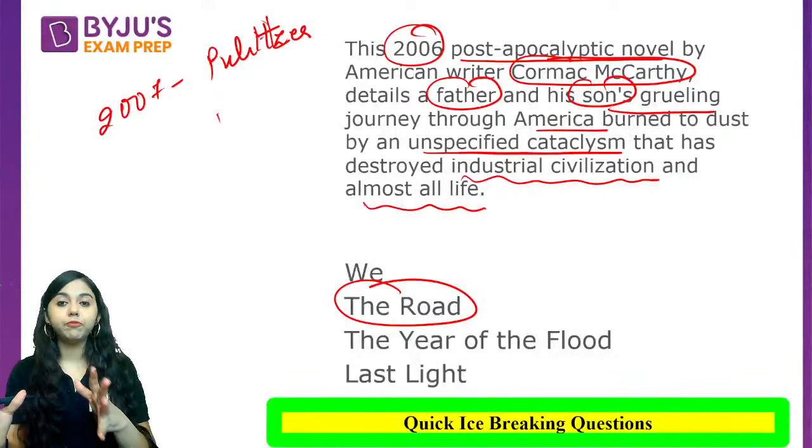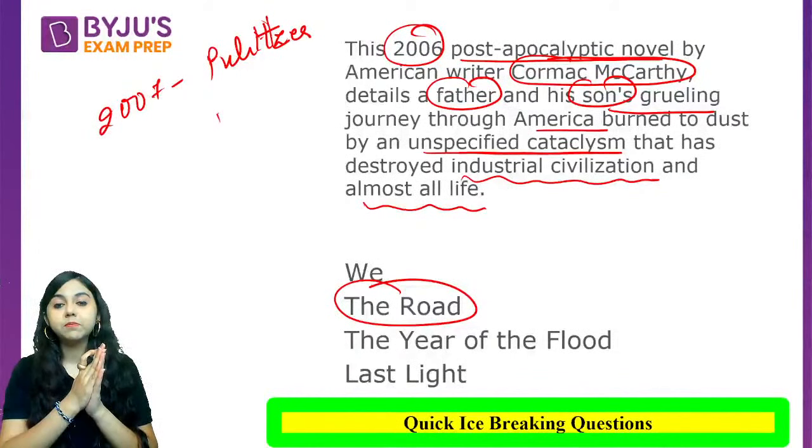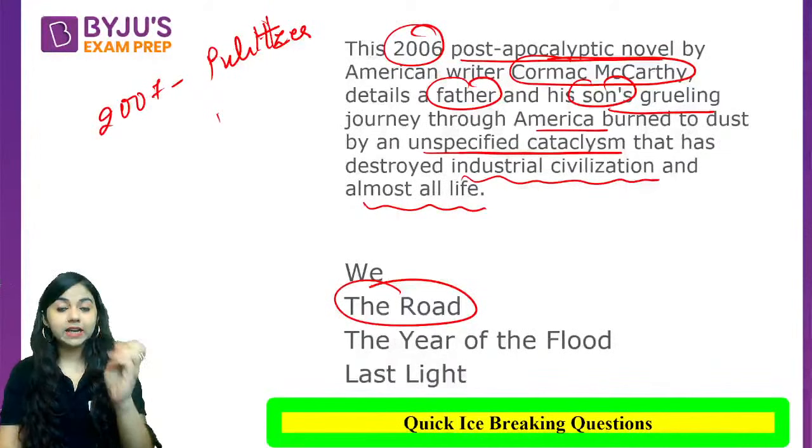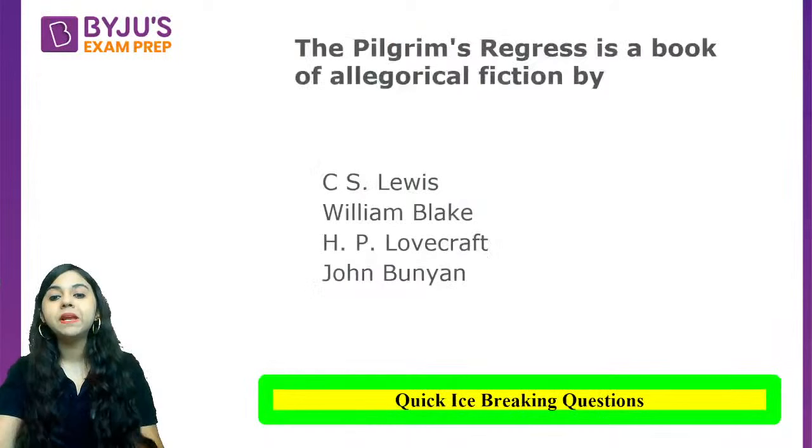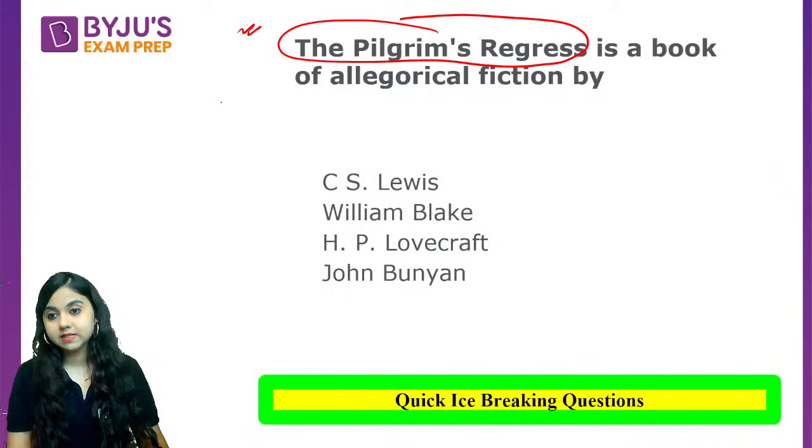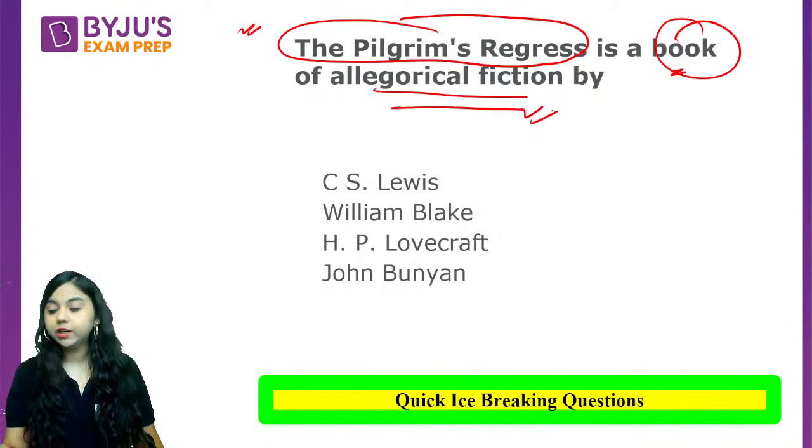But when we are looking at The Life and Death of Mr. Badman, or other works like Grace Abounding, along with Pilgrim's Progress, that is Bunyan. But what about Pilgrim's Regress? Who is the writer who has written Pilgrim's Regress? This is the next question. It is an allegorical fictional book. Who is the person who is writing that?